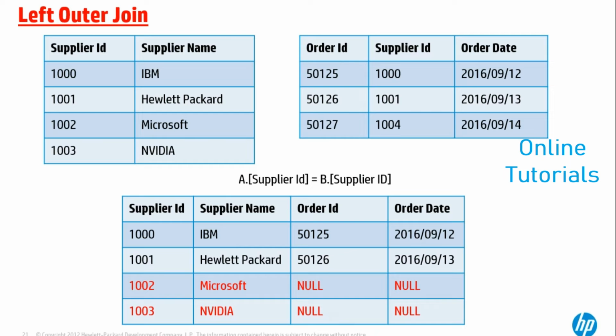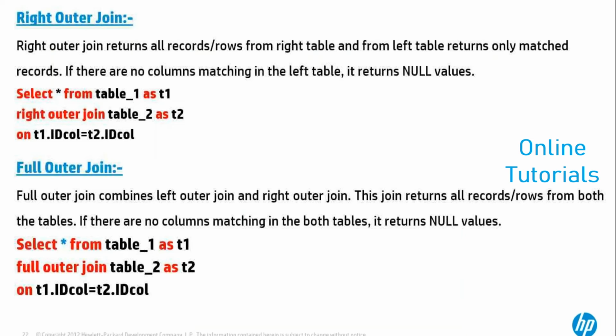So with a left outer join, you will get the matching records, and along with the matching records, you will get all records from the left table. If the relevant record does not exist in the right table, it will give us nulls. The same thing you can call a right outer join, full outer join.